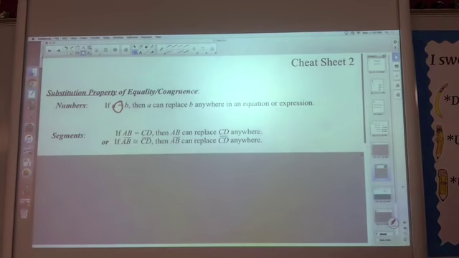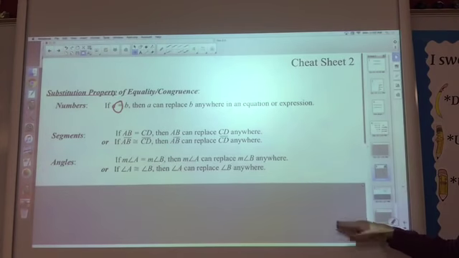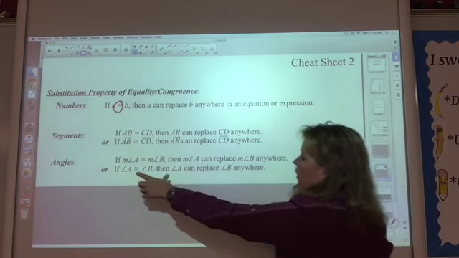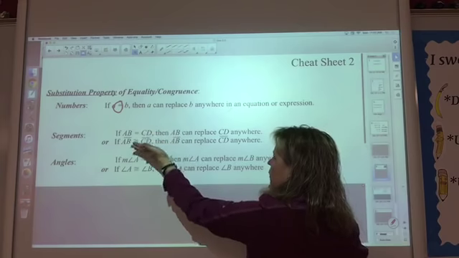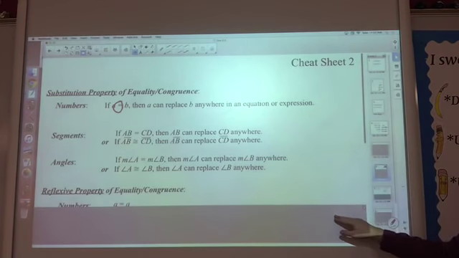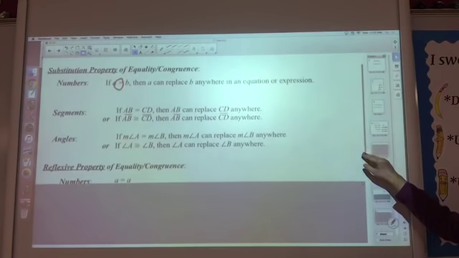it can work with segments, it can work with numbers, it can also work with angles. As long as the two measures are equal, you can replace them. Or the two angles are congruent. It works with equals or congruent. Numbers, segments, and angles can all use the substitution property.